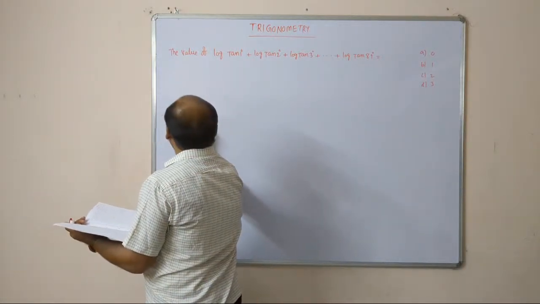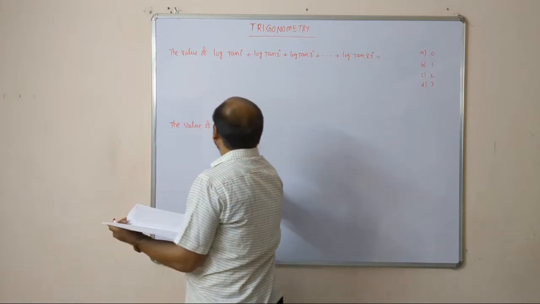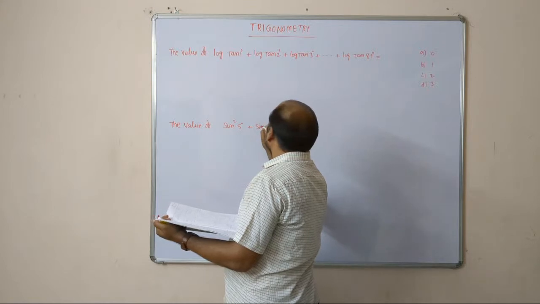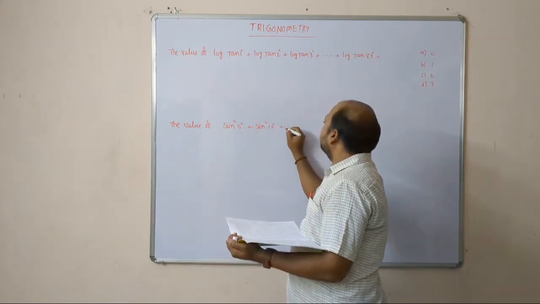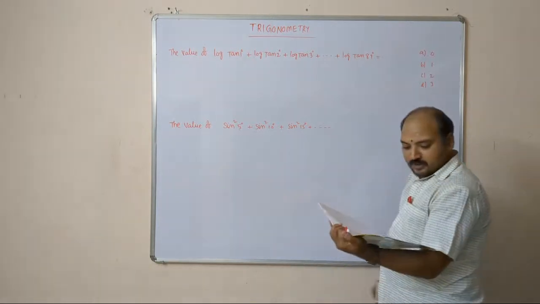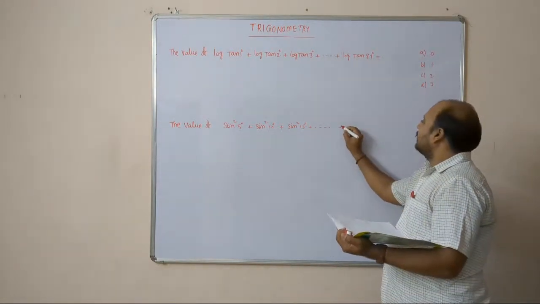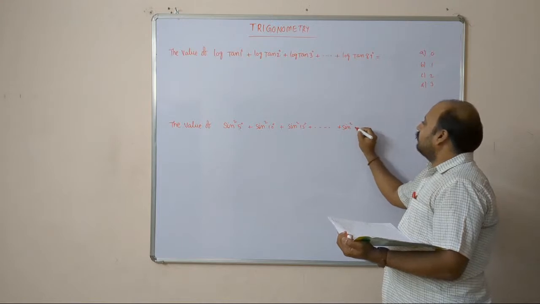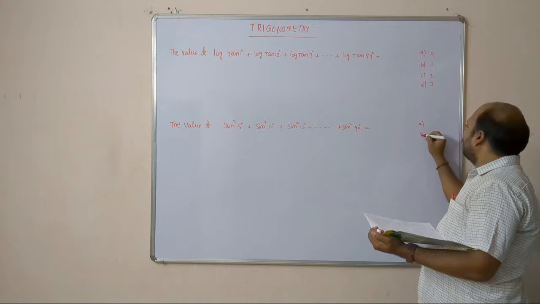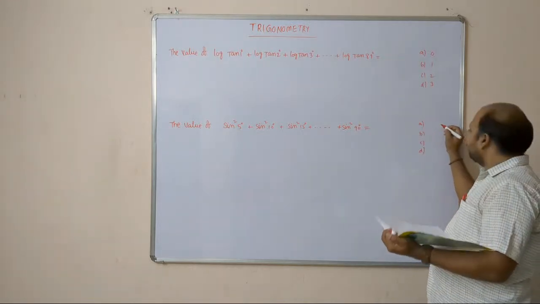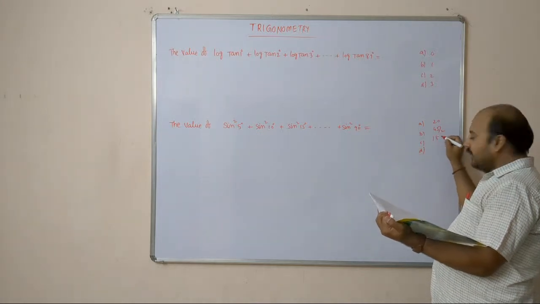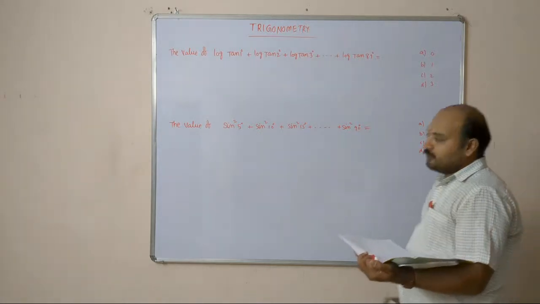The value of sine square 5 degrees, sine square 10 degrees, sine square 15 degrees plus and so on, sine square 90 degrees is equal to, options here, dear students: 20, 45 by 2, 18, 19 by 2.